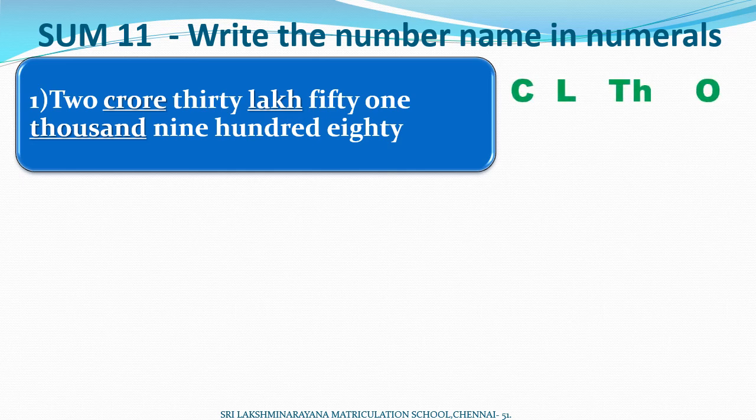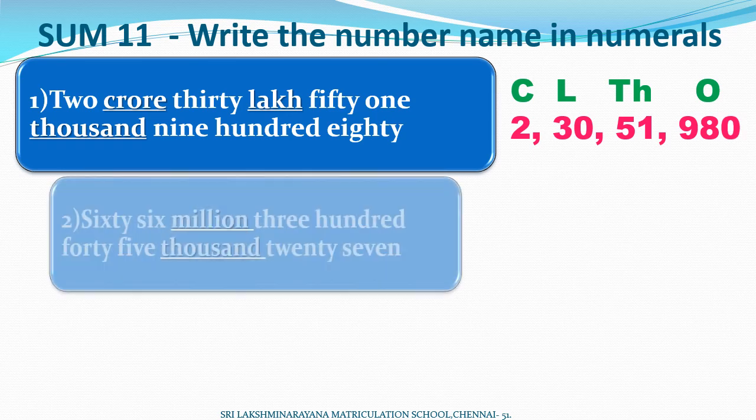How many crore? It is given 2 crore. So write 2 under the crore period. How many lakh? 30 lakh. So write 30 under lakh. How many thousand? 51,000. So write 51 under thousand. And how many ones? 980.